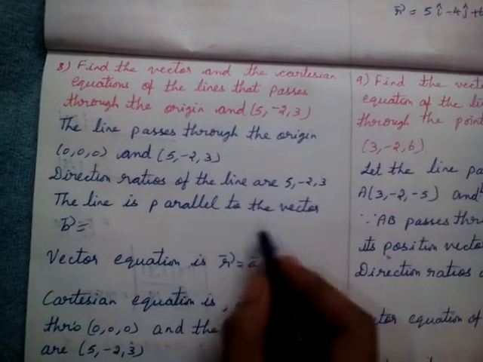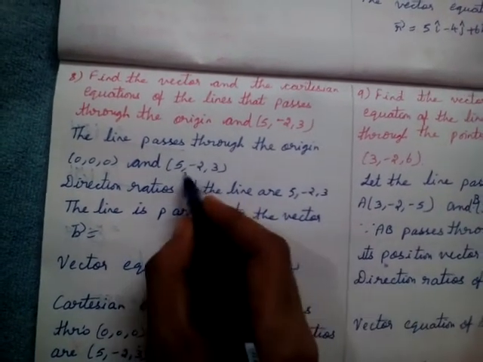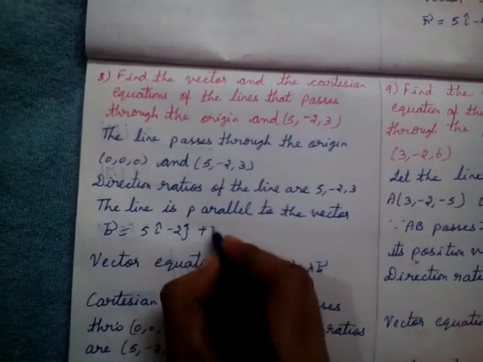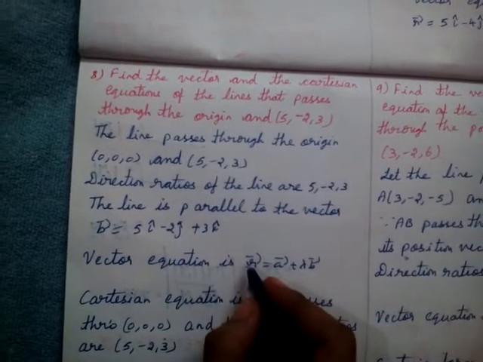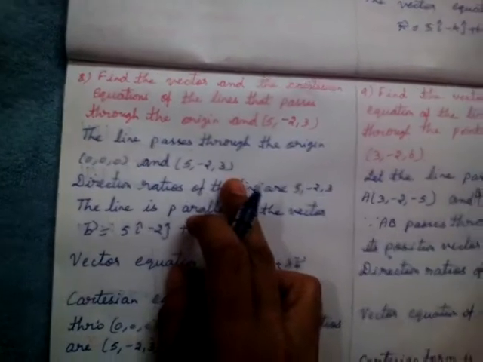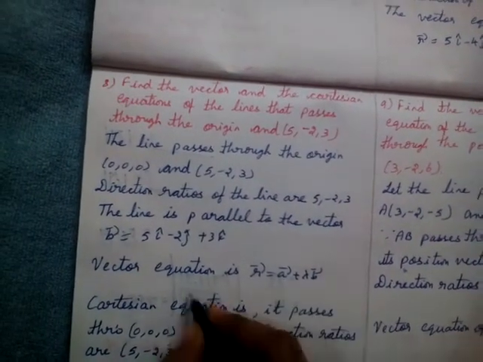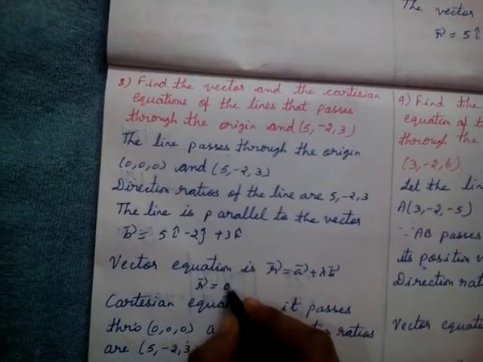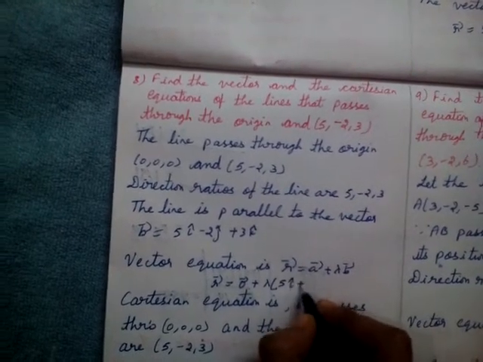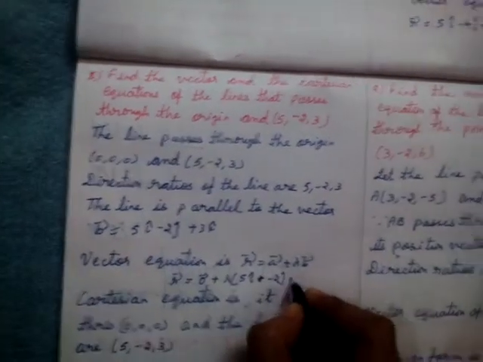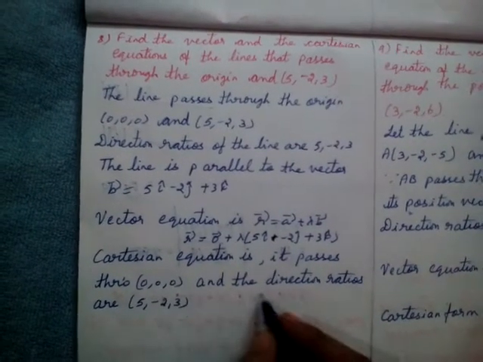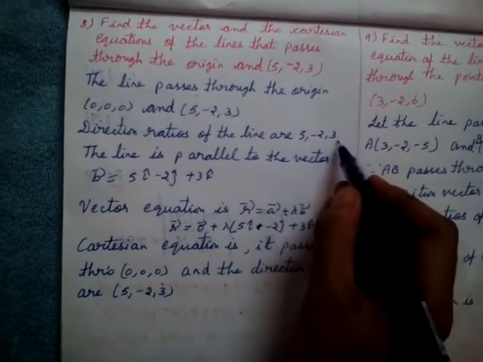Now the line is parallel to the vector b, which is 5i minus 2j plus 3k. So the vector equation of the line which passes through the origin and is parallel to this vector is r vector equals 0 vector plus lambda into (5i minus 2j plus 3k). This is the vector equation. Now the Cartesian equation: it passes through the origin and the direction ratios are 5, minus 2 and 3.